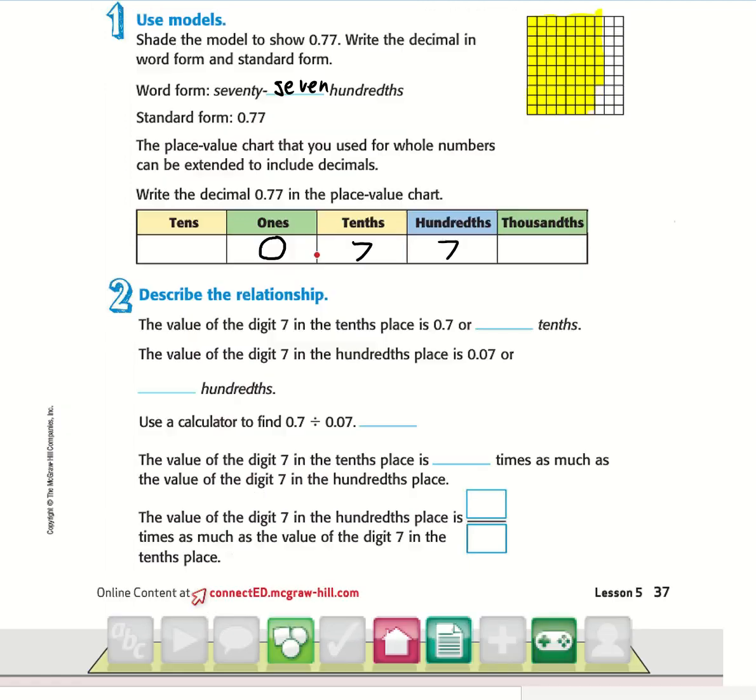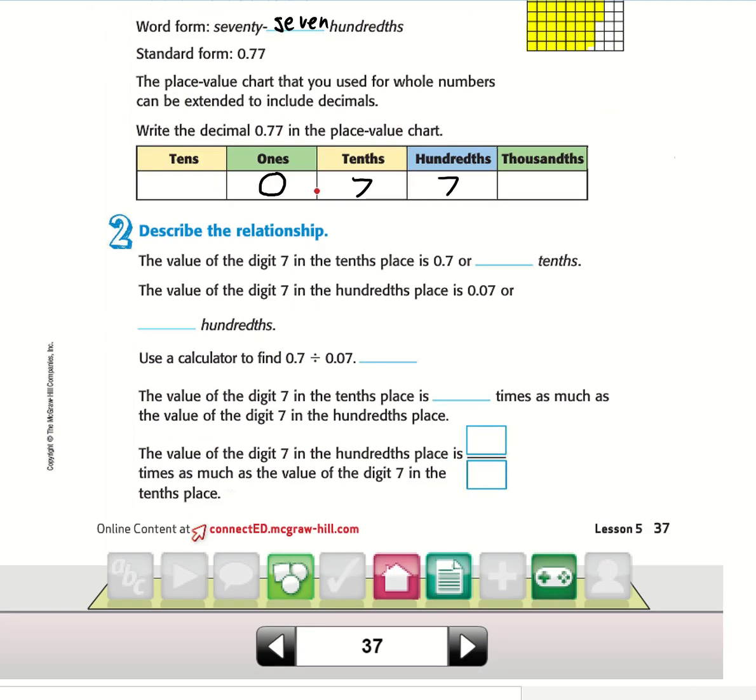Number 2, describe the relationship. The value of the digit 7 in the tenths place is 7 tenths, and in word form, 7 tenths. So this 7 tenths is describing this 7 right here. This is the value of the digit in the hundredths place, or 7 hundredths. So in word form, it's going to be 7 hundredths, and that's the second 7. It's going to be right there.